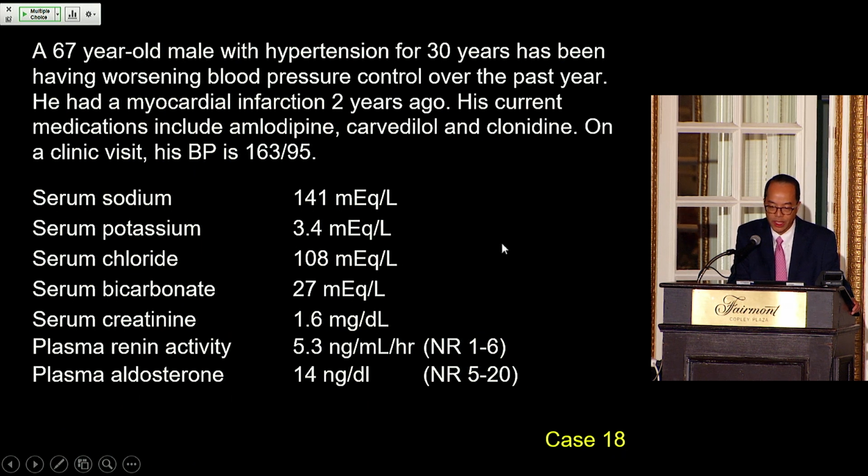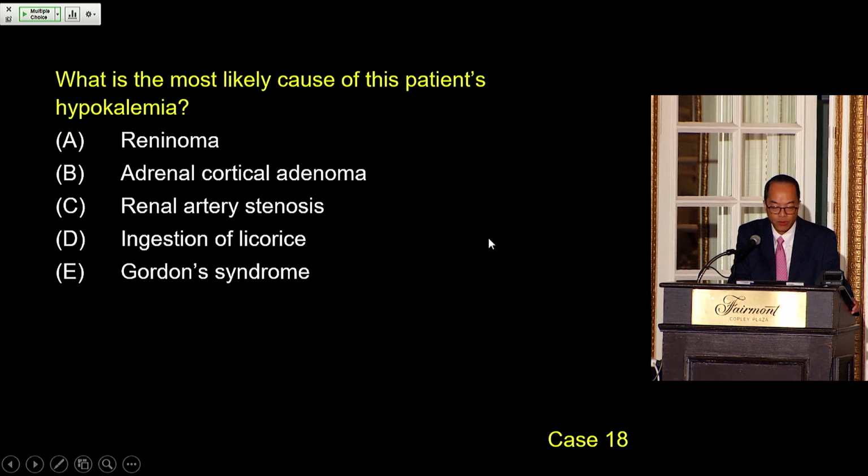A 67-year-old male with hypertension for 30 years has been having worsening blood pressure control. These are his current blood pressure meds. BP is still high. His K is 3.4. Bicarb is 27. Renin is 5.3. And plasma aldo is 14. Which is the most likely cause of this patient's hypokalemia? Is it reninoma, adrenal corticoadenoma, renal artery stenosis, ingestion of licorice, or Gordon syndrome?